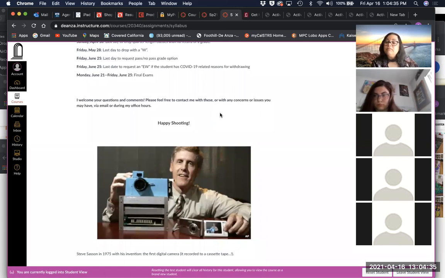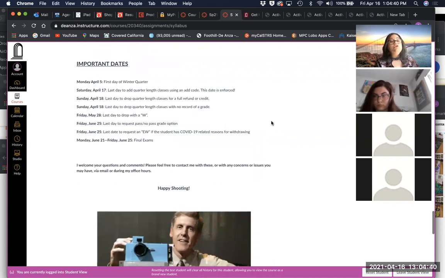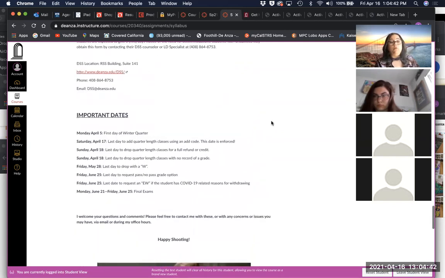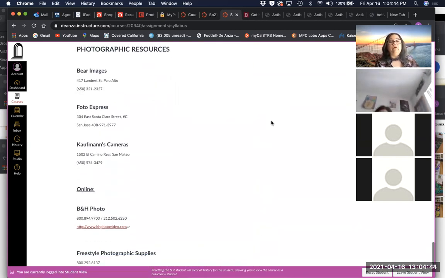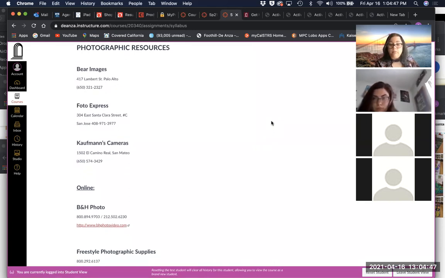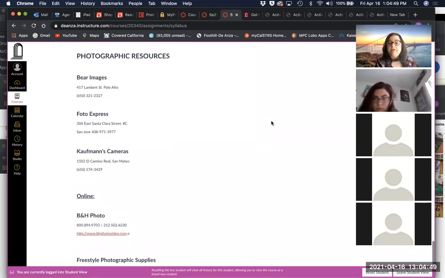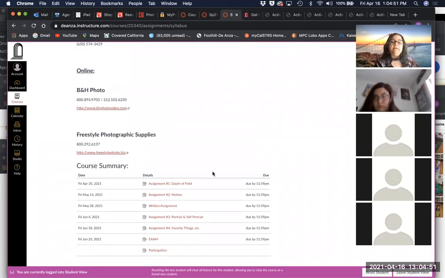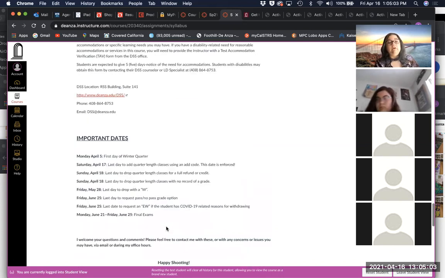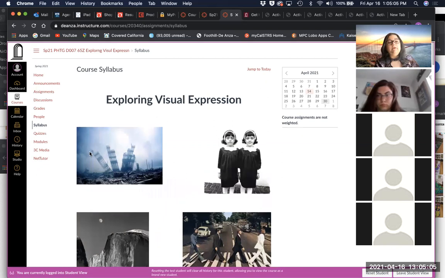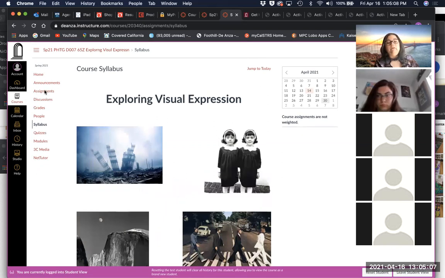If you could show me where I can access the assignments, I missed the. Sure. This is the home page, and if you continue to scroll down, and here are photographic resources as well, both in person and online. And at the very bottom, it says course summary. This is one place you can access the assignments. Got it. And also up here, all the way at the top, you can click on assignments.